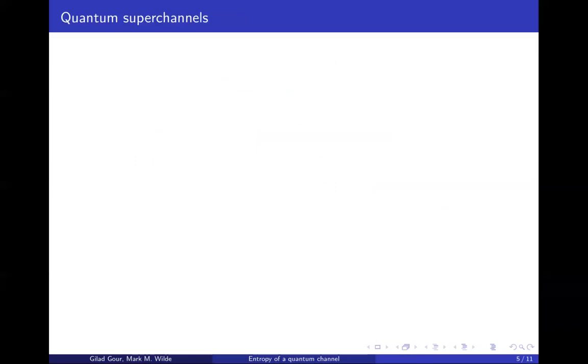Okay, so let's get into a bit why this is an interesting definition for entropy of a quantum channel. Our approach is that it satisfies several axioms that are interesting for entropy of a quantum channel. And it also satisfies an asymptotic equipartition property, and it has an operational meaning. And so we think it's a good definition. Okay, so let's give a little bit of background on that. For that, we need the notion of a quantum superchannel.